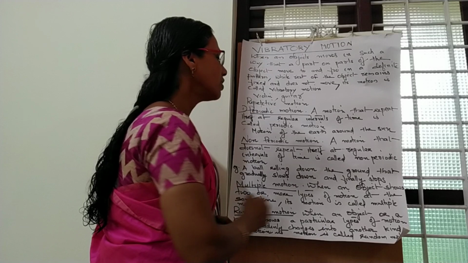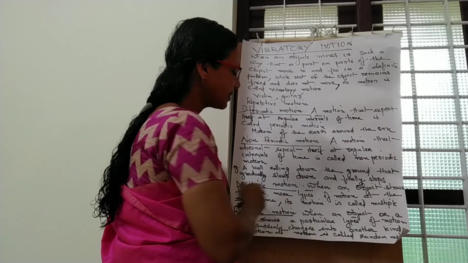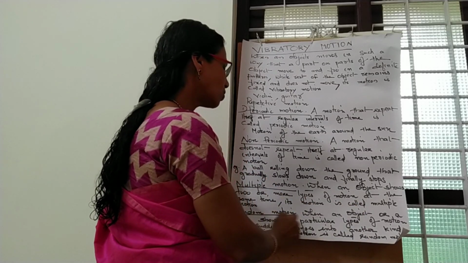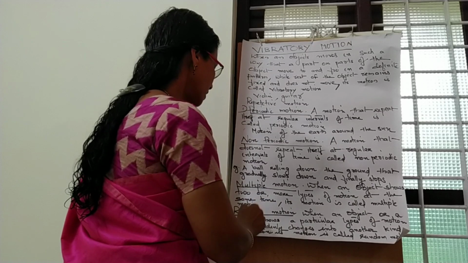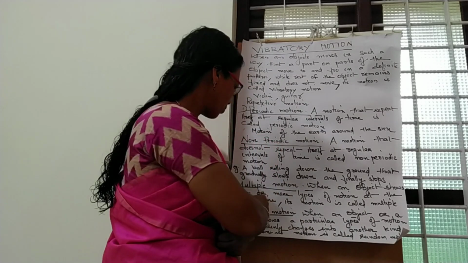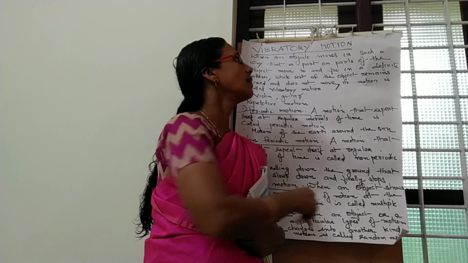Then multiple motion: when an object shows two or more types of motion at the same time. Random motion: when an object shows a particular type of motion that suddenly changes into another kind of motion. That type of motion is called random motion. Are all of you clear about this one?